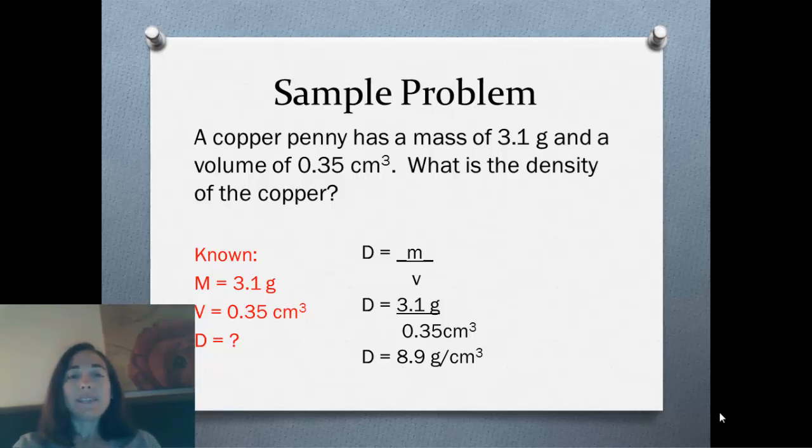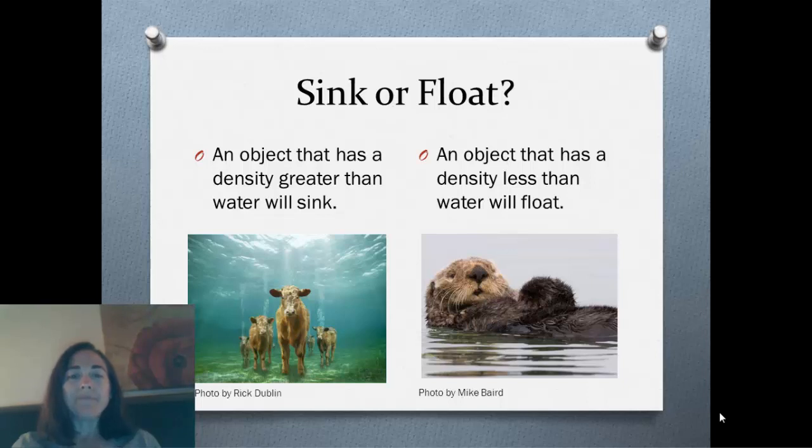Alright, let's keep going. Why do we care about the density of an object? What difference does it make? Well, the main thing is to know whether an object is going to sink or float. So on the left side of this slide, an object that has a density greater than water will sink. The density of water is 1 gram per centimeter cubed.